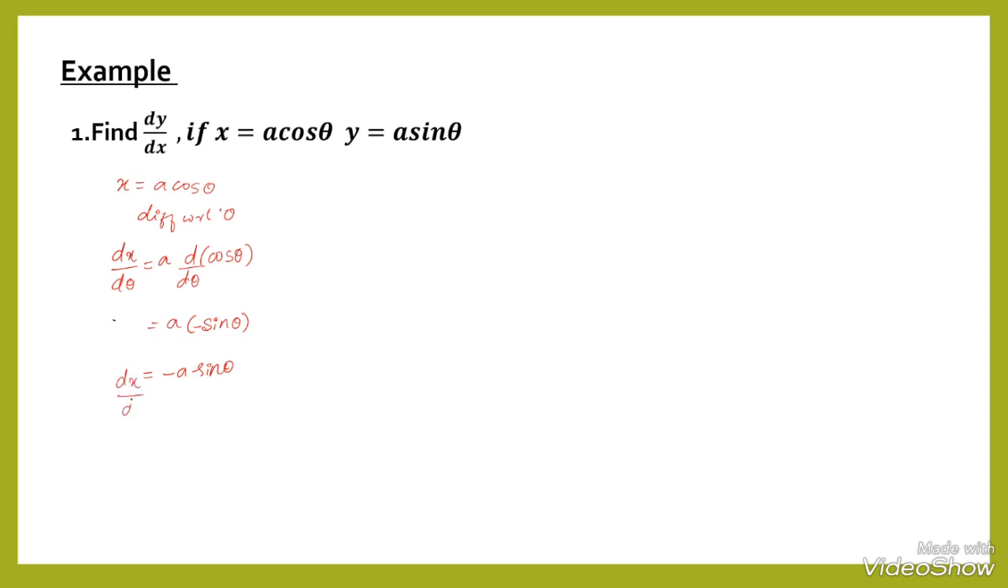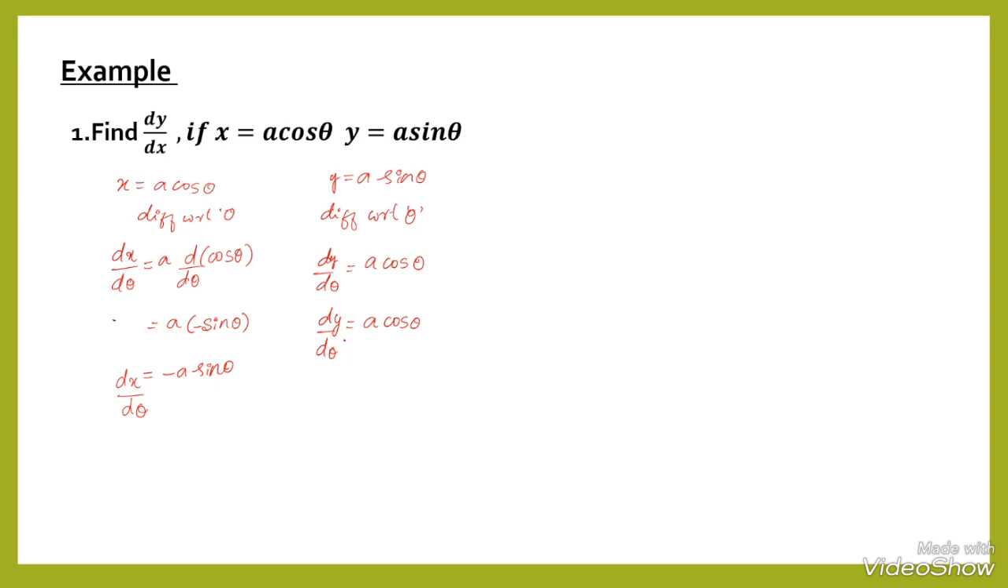Similarly, I will consider y is equal to a sin theta. Here also we differentiate with respect to the parameter theta. Then dy by d theta is equal to a, which is a constant, times the differentiation of sin theta, which is cos theta. Then dy by d theta is equal to a cos theta.